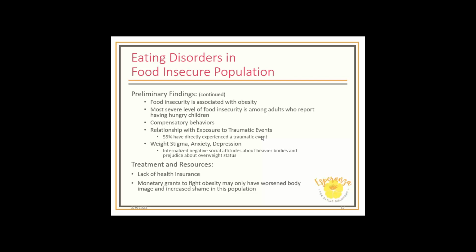So looking at the weight stigma, anxiety, depression in this population, we also look at the fact that some of the compensatory behaviors are about the internalized negative social attitudes about heavier bodies and the prejudice about overweight status that we have here in our country. So treatment and resources for the food insecure population. We know already that there's a lack of health insurance in this population. And I want to talk a little bit about this.